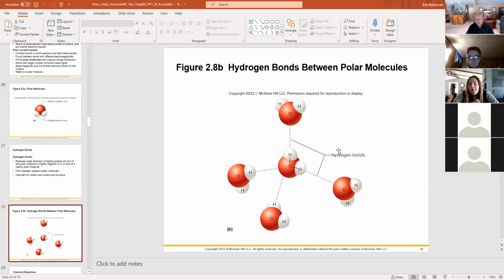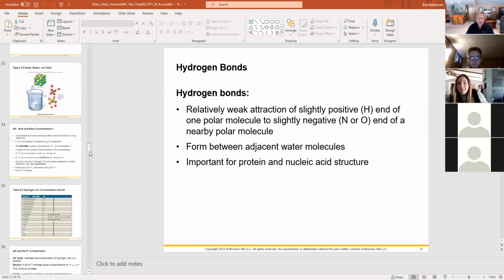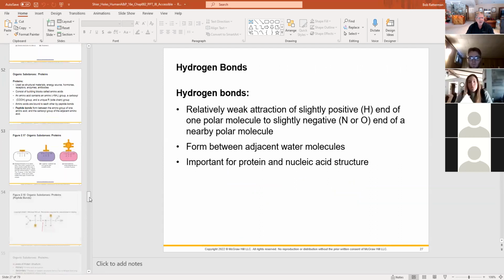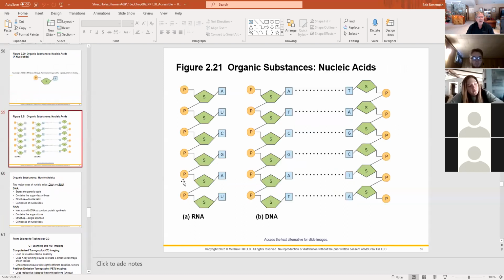So typically, as the name implies, hydrogen is involved in some way. It's usually between hydrogen and another electronegative atom nearby. So these are weak. Another example of where you can find hydrogen bonds is in DNA. So let me see if I can find DNA here. Double helix. Okay, look here on the right-hand side.